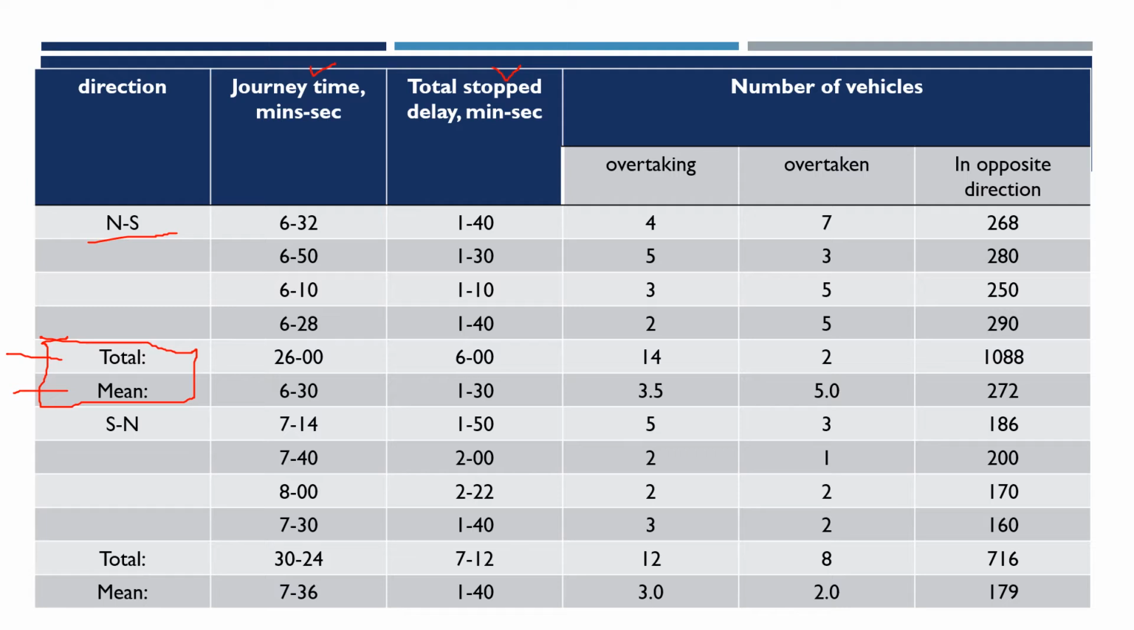Now when you are taking the average, you may have to be a little careful regarding its unit. So here journey time and delay time are expressed in minutes and seconds. Say for example 6 minutes 32 seconds.